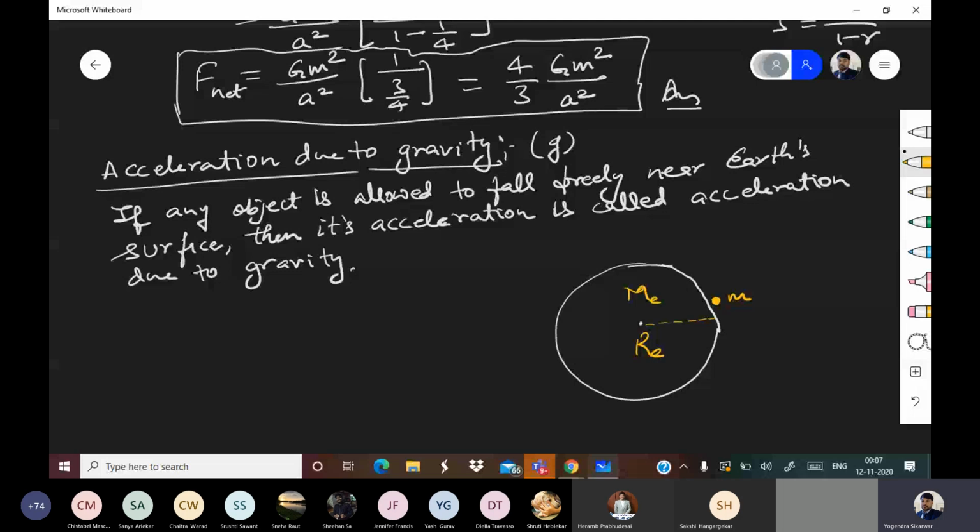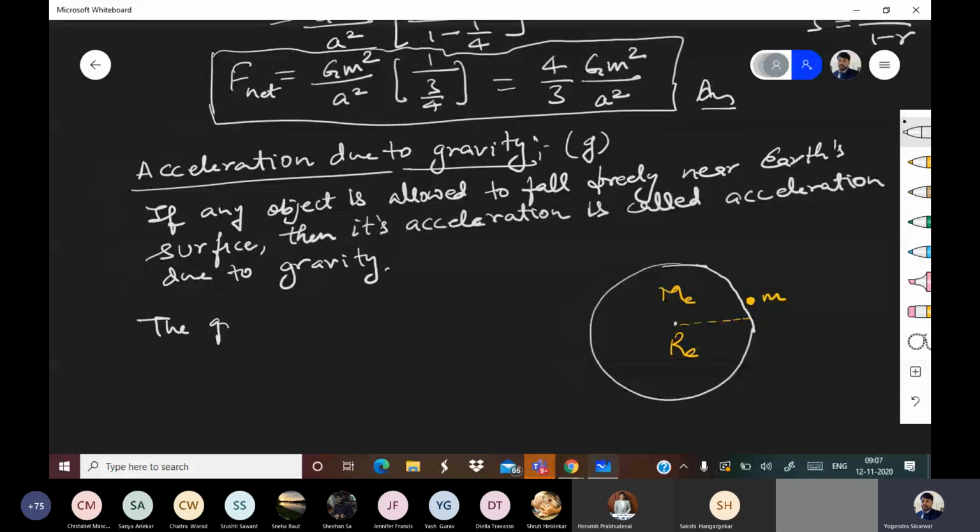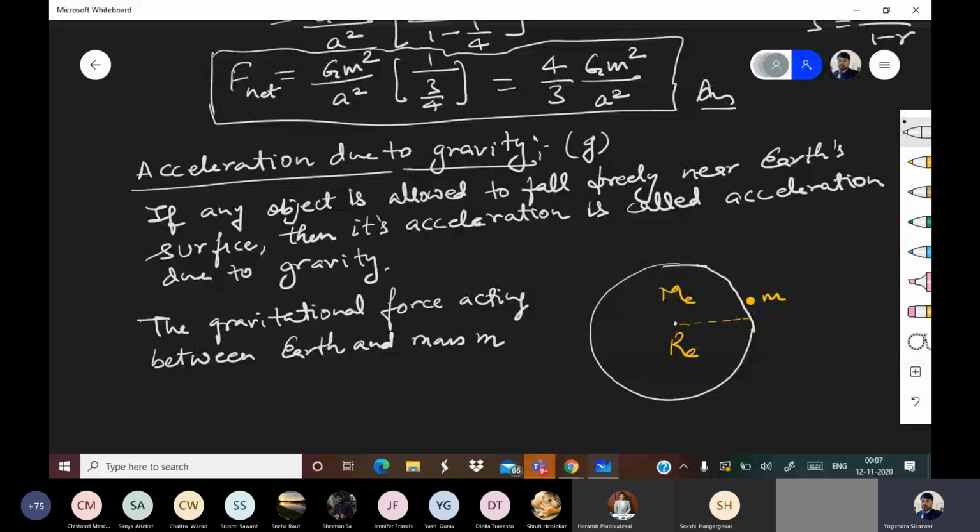The gravitational force acting between Earth and mass small m, F, will be G ME small m upon RE squared. Equation number 1.